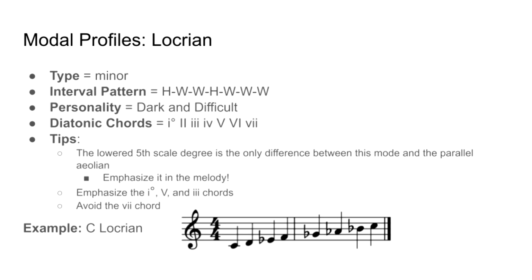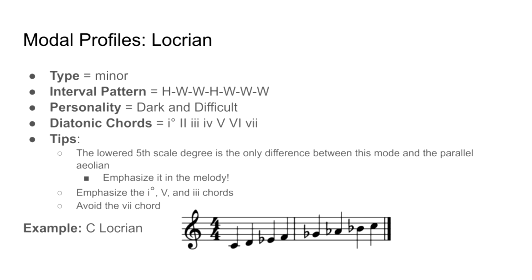Finally, we have the locrian mode. This is another minor mode, and the interval pattern to create it from any note is a half step, 2 whole steps, a half step, and 3 whole steps. The emotional personality of the locrian mode is incredibly dark, and it has a diatonic chord progression of a diminished first, a major second, a minor third, a minor fourth, a major fifth, a major sixth, and a minor seventh.